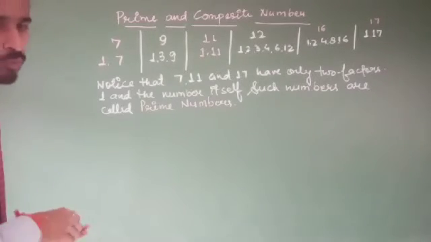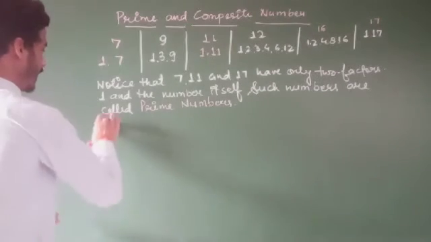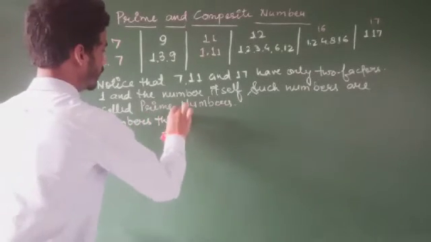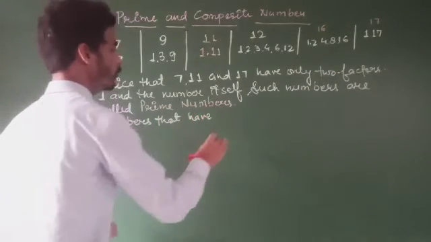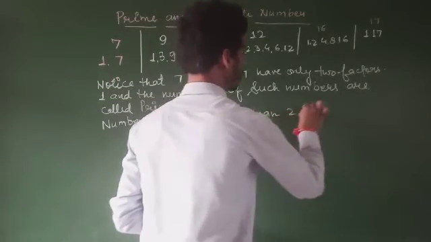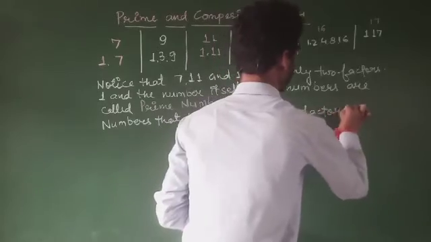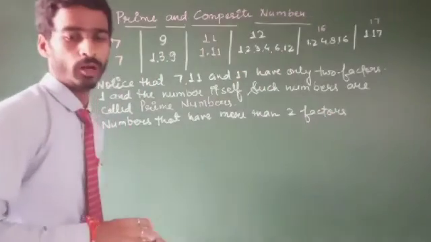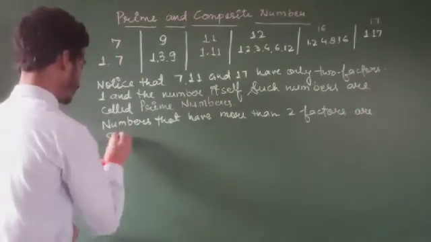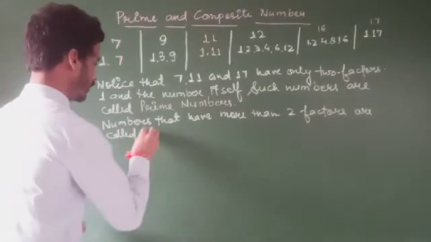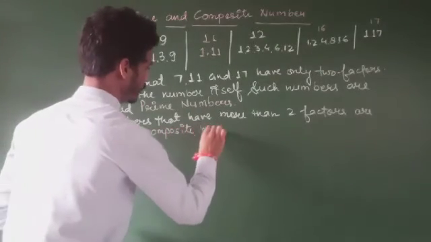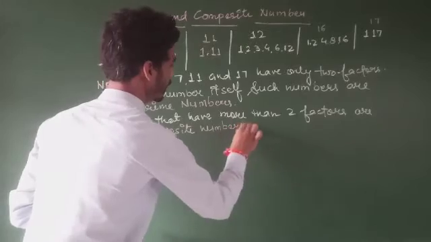And numbers that have more than 2 factors are called composite numbers.